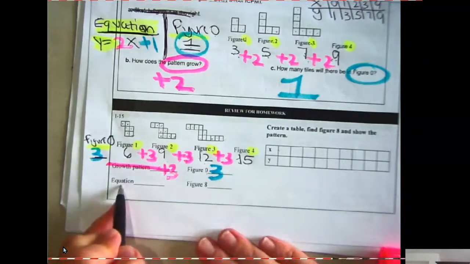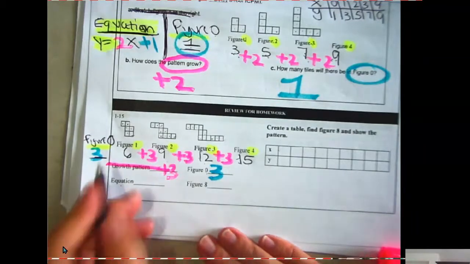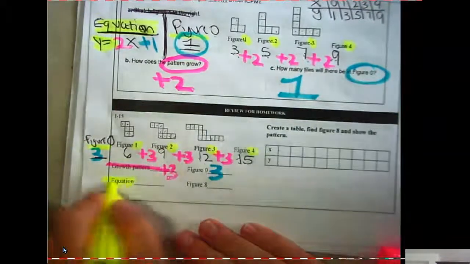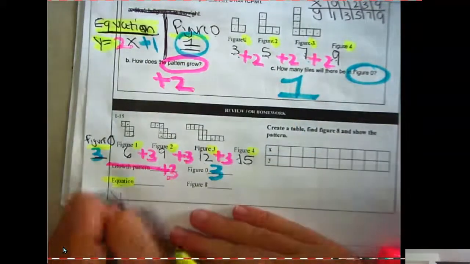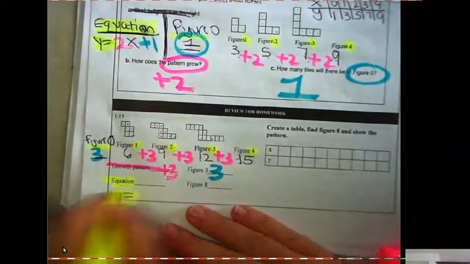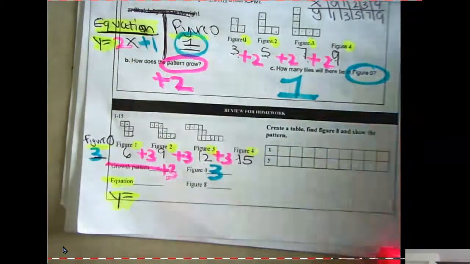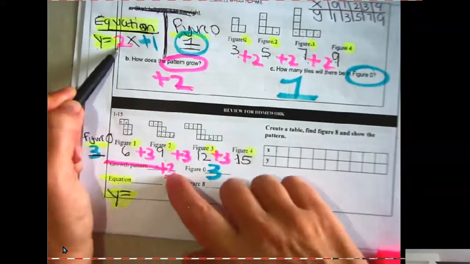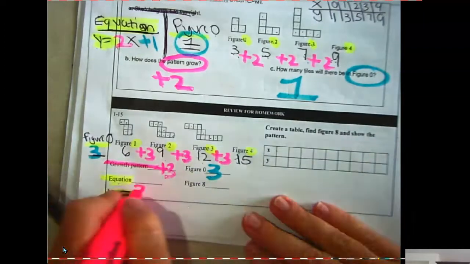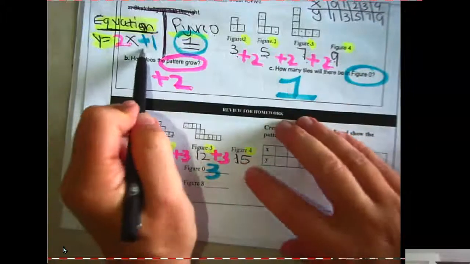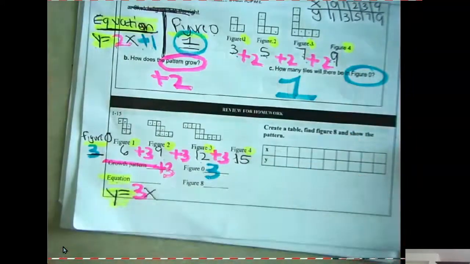Now they want an equation. The camera's on. So my equation, how do I start with equations? Y equals. What comes first? Y equals pink. There's my pink. Then X, and then plus my blue.